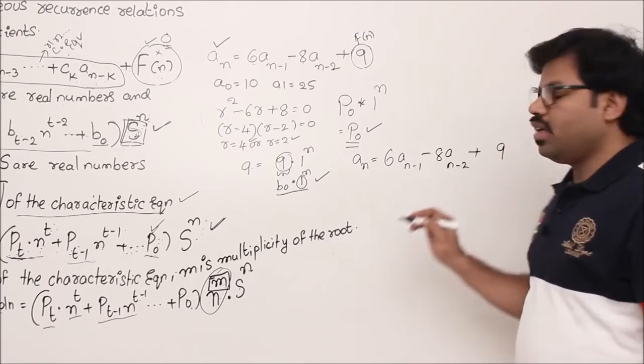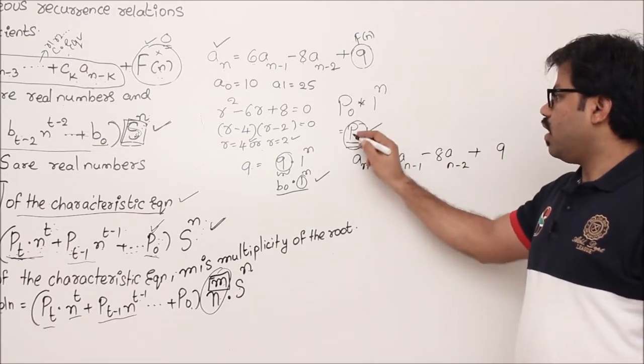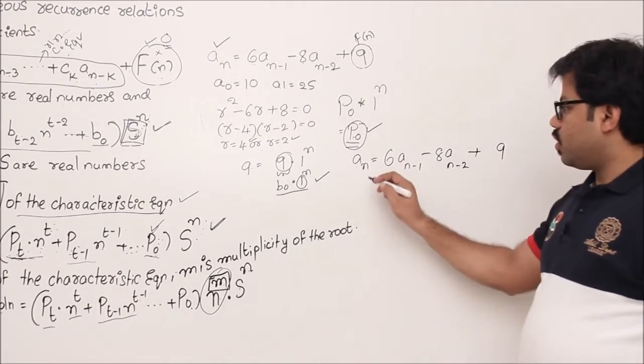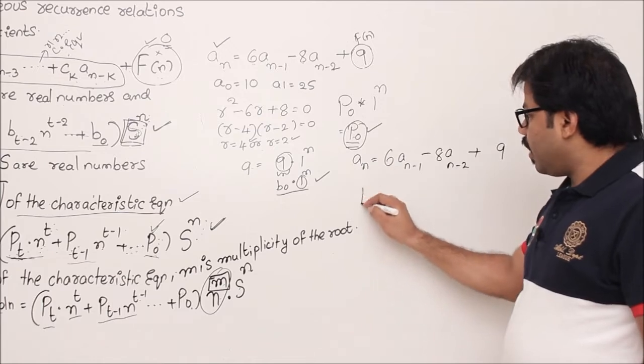In that, I am substituting the particular solution. The particular solution actually satisfies this equation. Okay, so let's substitute. So an is nothing but p naught.